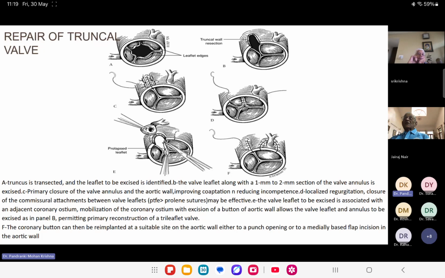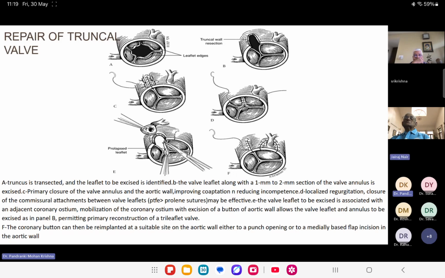If the coronary button is coming in the way, then we have to harvest it, get it outside, repair the valve, downsize the annulus, and then reattach the coronary button like Bender. And then other aortic valve repair principles like annular downsizing and commissural plication can also be used for repairing the truncal valve.